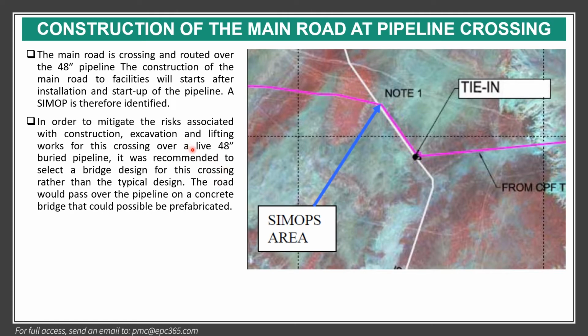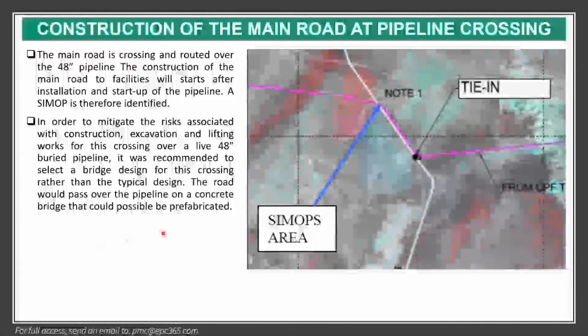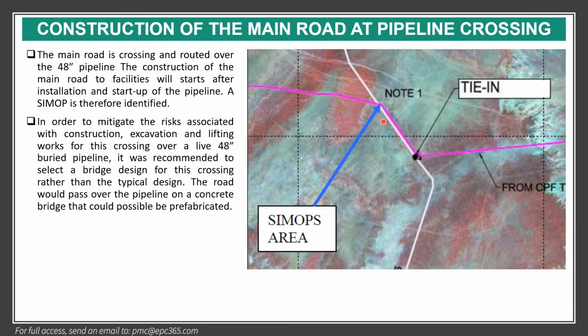In order to mitigate the risk associated with the construction, excavation and lifting works for this crossing over a live 48-inch buried pipeline, it was recommended to select a bridge design for this crossing rather than the typical design. The road would pass over the pipeline on a concrete bridge that could possibly be prefabricated. So this was done in the design for reducing the SIMOP risk.